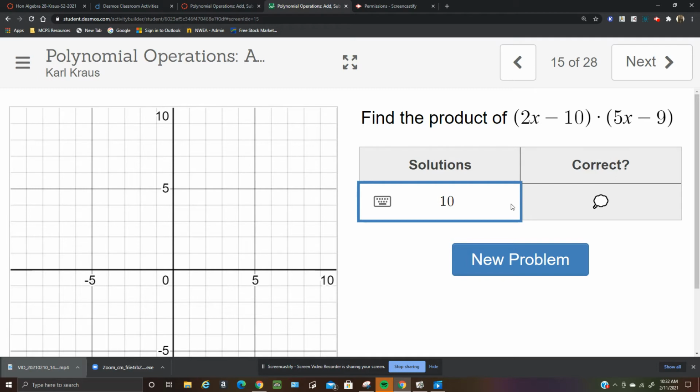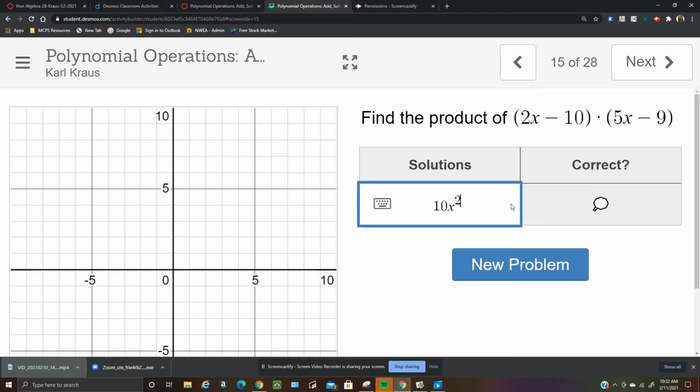X squared minus 50x and negative 18x is negative 68x and plus 90. So the clap symbol comes up when you have the right answer.